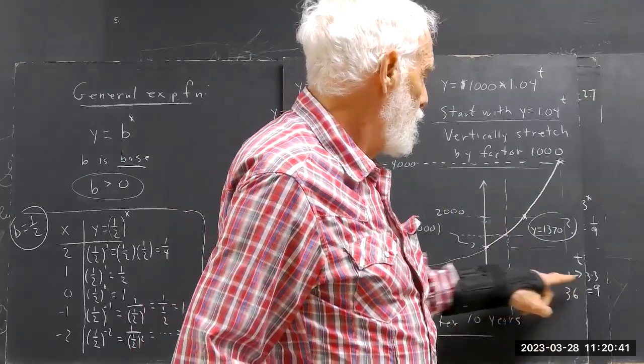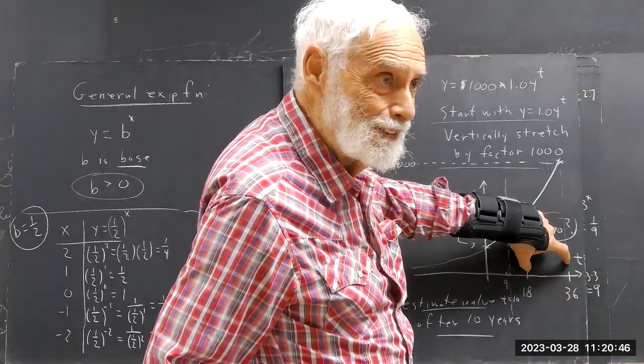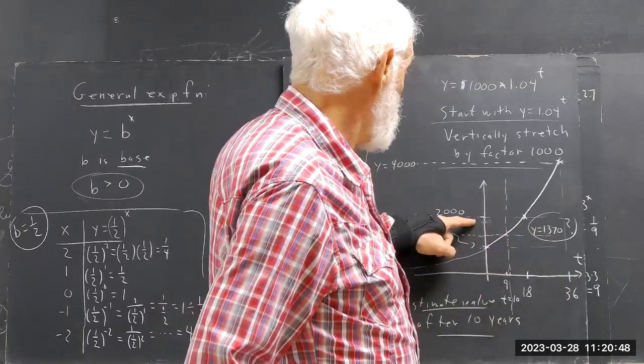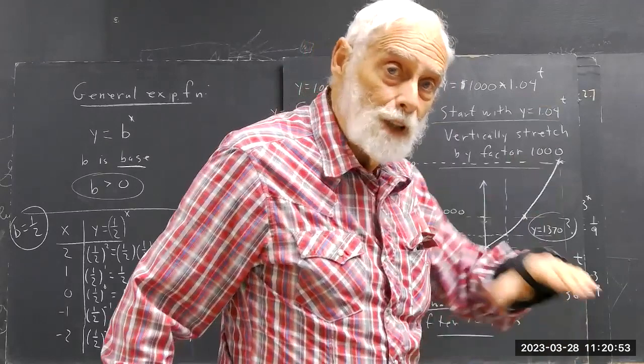If we go then from 18 to 36, that's another 18 years. The thing will double again. So it's going to go from 2,000 up to 4,000. So you see how we get this exponential curve.